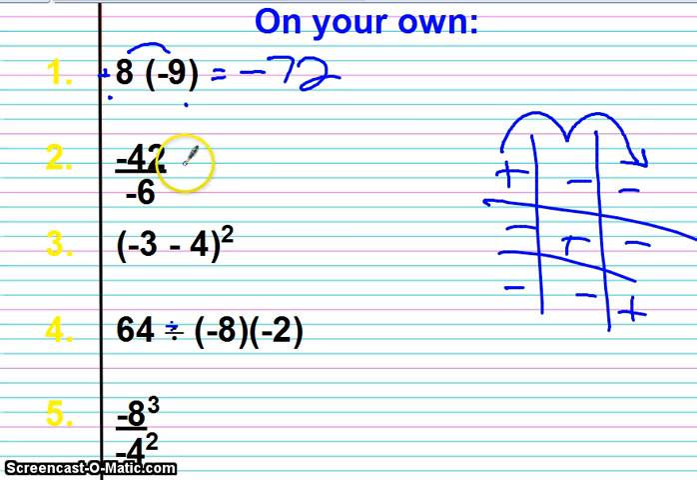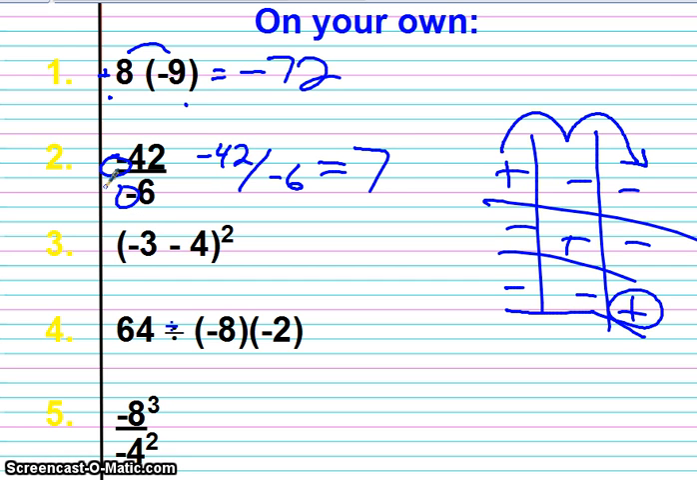How about this one? We have a negative divided by a negative. So we're going to go here. Negative divided by a negative is going to be a positive. So our answer in this case is going to be a positive 7. Use either of these strategies. Here there's two negatives in this one. It's an even number of negatives, so our answer is positive. Use either one of these strategies when you're doing your work today.